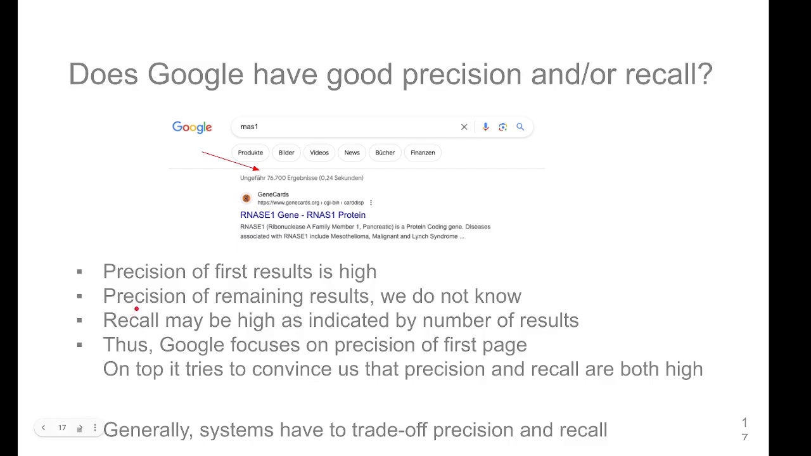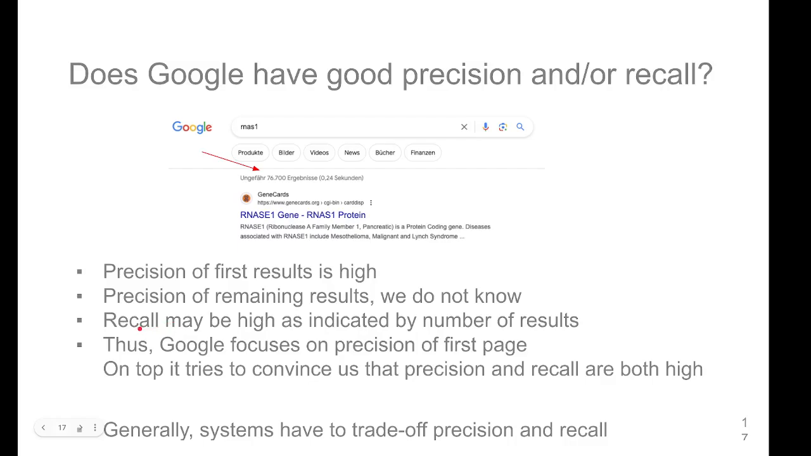But in fact, we have no idea what the precision of the remaining results is. Google is telling us, for example, for this very specialized query, that there are 76,000 results. We will not look at anywhere close to all of these. And if you type in a bit more general query, you will get millions of results that Google is telling you about. But none of us has ever seen these results. They're simply not visible. We have to trust that these results are meaningful.